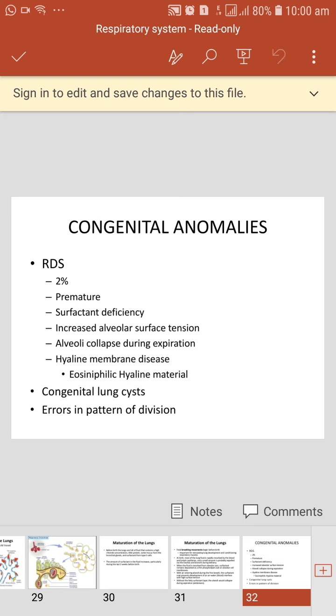Some other anomalies are congenital lung cysts and errors in the pattern of branching. This was all about the development of the respiratory system.